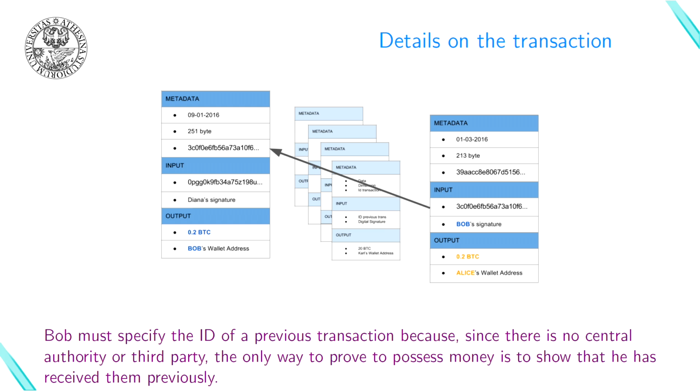If you look at the details of a transaction, well, they are not so easy. But let's look at this. We have said that in input, Bob specifies the ID of a previous transaction, where Bob was the receiver. Why this? This happens because there is no central authority or trusted third party to confirm the authenticity of the transaction. So the only way for Bob to prove to possess Bitcoins is to show that he previously received them.